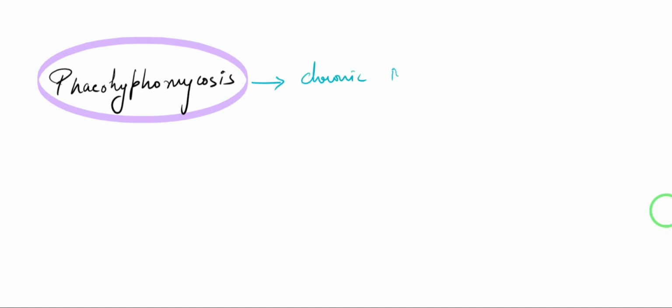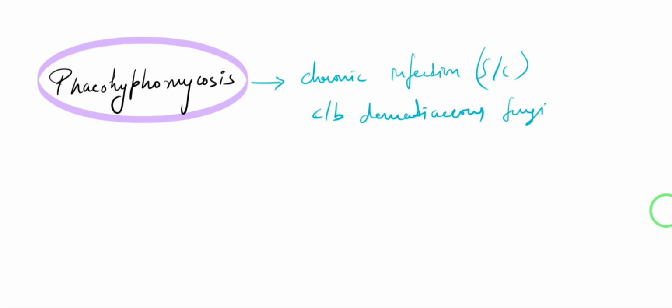It is again a chronic subcutaneous infection, and it is caused by dematiaceous fungi, right? So how is it different from chromoblastomycosis that we just read about? The organisms which cause chromoblastomycosis are the ones which do not cause phaeohyphomycosis. Those are the only dematiaceous fungi which will not cause phaeohyphomycosis, and also they don't have sclerotic bodies when you do the biopsy of the lesions.